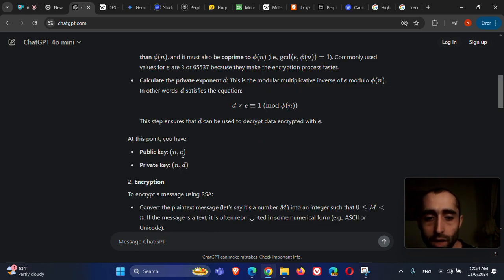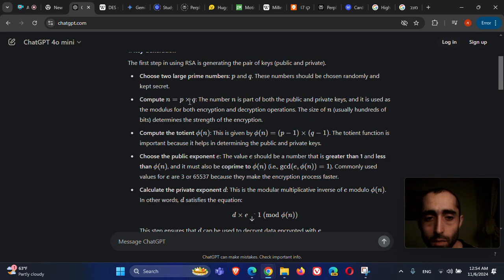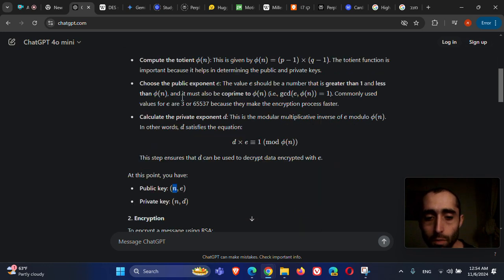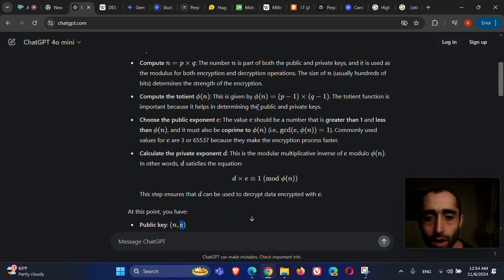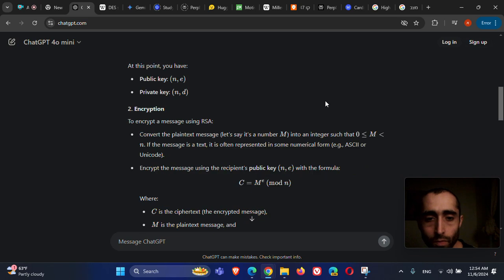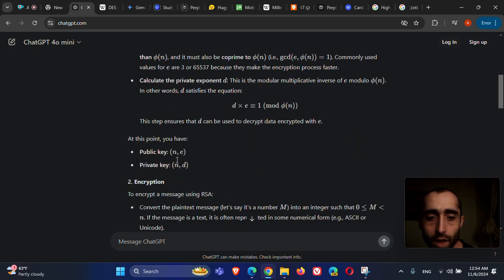So we have the public key, which is n, which is p times q. P is prime, q is prime, both are large prime numbers, and we have the e, this number between 1 and the totient of n, which is co-prime with the totient of n. This is the public key, and the private key is built from n and d, which satisfy that multiplication of d with e gives you 1 modulo the totient of n, and this d will be used for decryption.